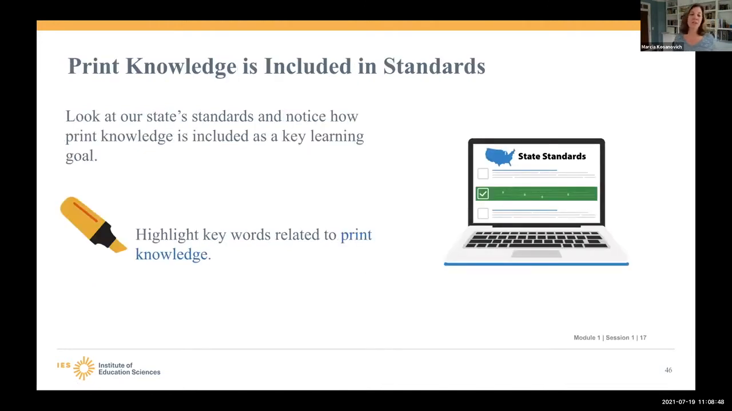Okay, so every module includes a slide that looks like this. You'll provide your emergent literacy state standards for each participant or show them where to locate the standards online. You'll explain to participants that standards are what a child should know and be able to do by the end of the school year. You'll have participants review the state standards and notice that print knowledge is included as a key learning goal, and also have them highlight keywords that you discussed that are related to print knowledge. So getting their hands into the standards.